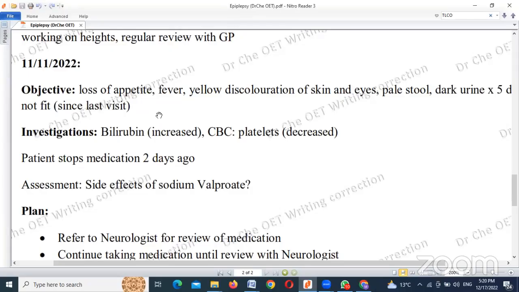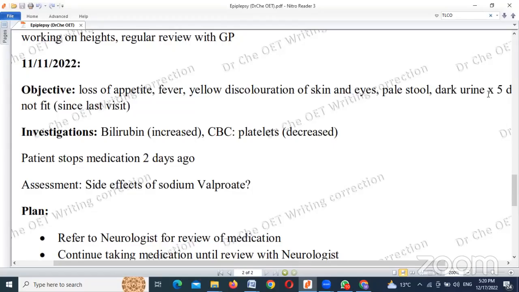Okay, how many things do we have? Loss of appetite 1, fever 2, yellow discoloration of skin and eyes 3, pale stool 4, dark urine 5, and the duration also for 5 days. So we have almost 5 or 6 things.